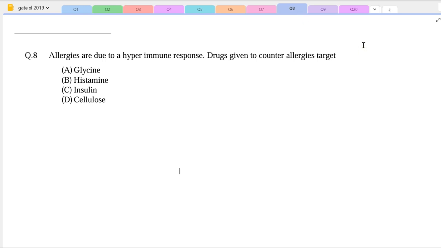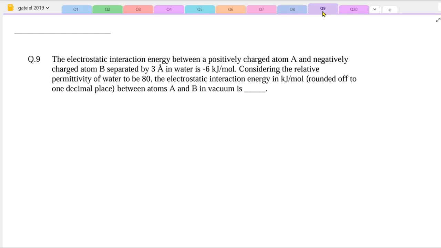Allergies are due to a hyperimmune response. Drugs given to counter allergies target. This is a very simple, basic immunology question. The treatments given for allergies are usually antihistamines, which means they target histamines. So this is a very simple question to score. Moving on to the next question.